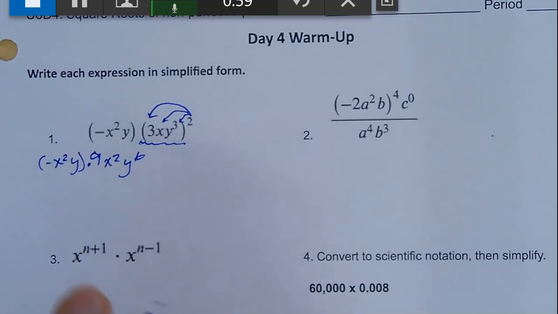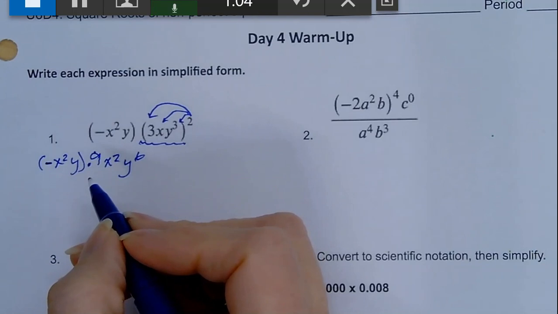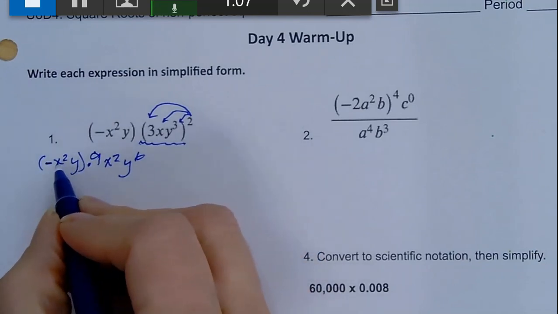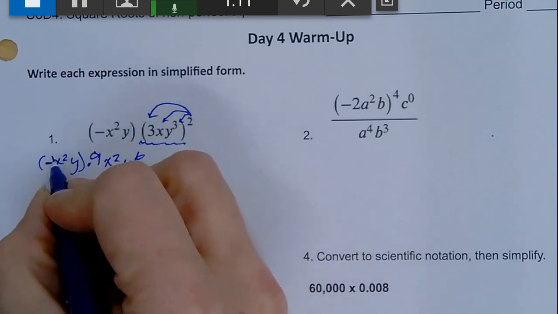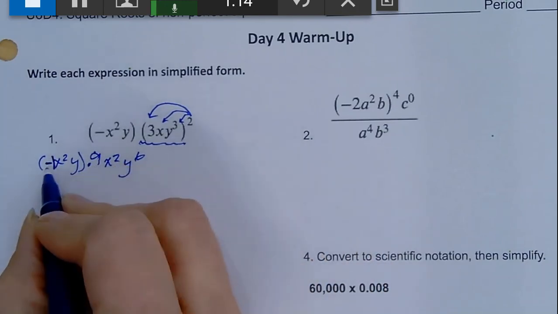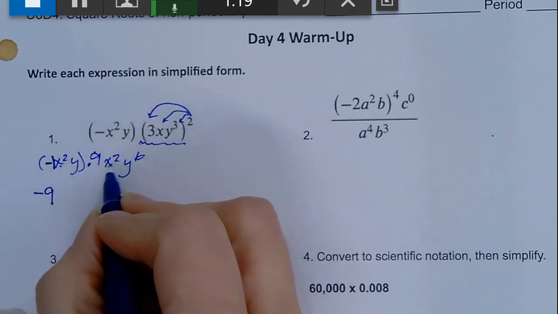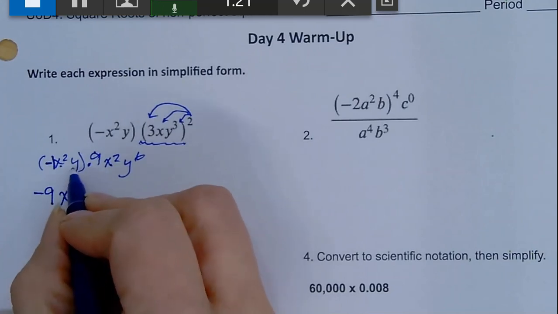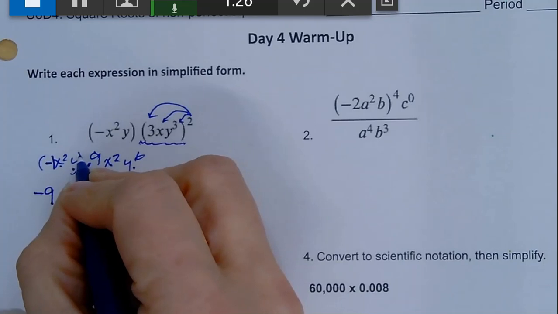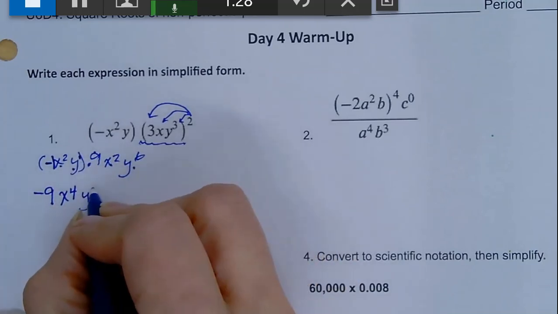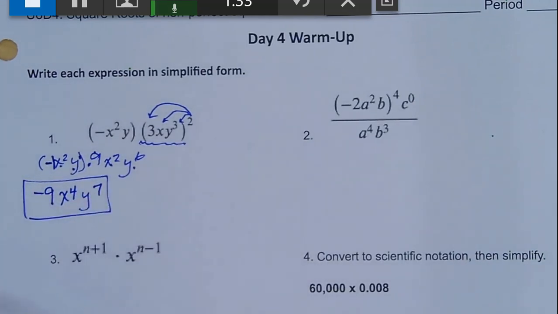Okay, and so now I'm going to simplify that. This is negative x squared. That exponent is glued to that x, so I want the negative of x squared. So this is really a negative 1 times x squared. So I have negative 1 times 9, negative 9. And then I have x squared times x squared is going to be x to the 4th. And y times y to the 6, I keep my base and I add my exponents. Remember, there's an invisible 1 there. 1 plus 6 is 7. So this is my answer, negative 9x to the 4th, y to the 7th.